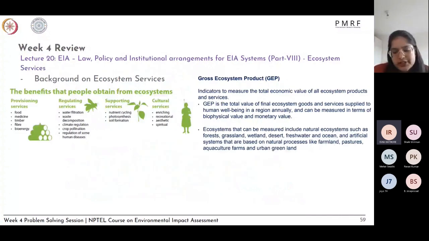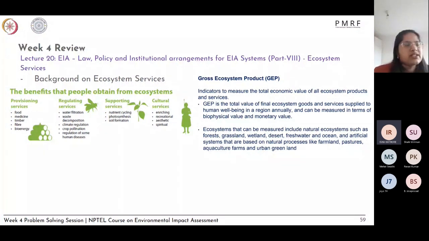So moving on to lecture 20, we talked about law, policy, and institutional arrangements from the ecosystem services point of view. In the previous lectures, we looked at ecosystem services in terms of the four categories, which were provisioning services, regulating services, supporting services, and cultural services.